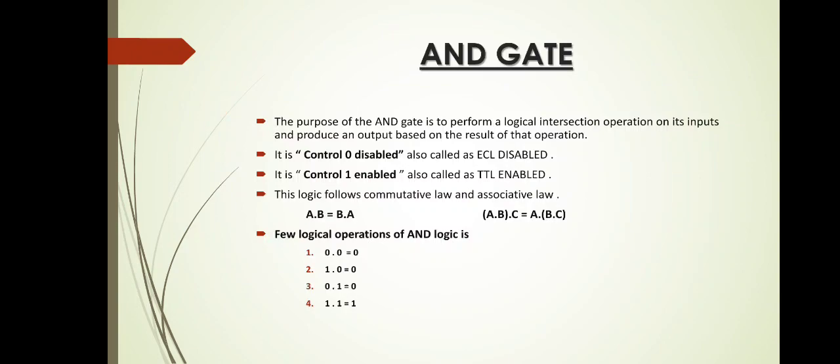Our third gate is the AND gate. The purpose of the AND gate is to perform a digital intersection operation on its inputs and produce an output based on the result of the operation. It is control 0 disabled, also called ECL disabled. The AND gate is control 1 enabled, also called TTL enabled. The logic follows the commutative law as well as the associative law. The mathematical expression describes that.